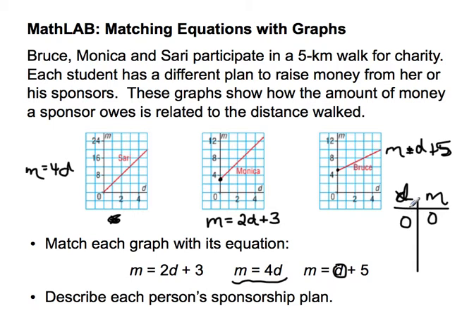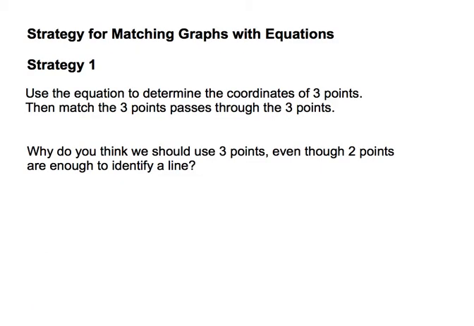So that's a really good strategy, putting in values for your variables and seeing which ones correspond on your graph. That's our first strategy. If you use the equation to determine the coordinates of 3 points, then match the 3 points to the line that passes through those 3 points, then you will be able to match the equation with the line.